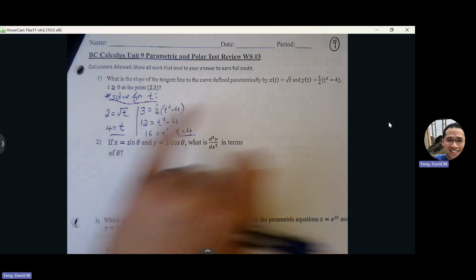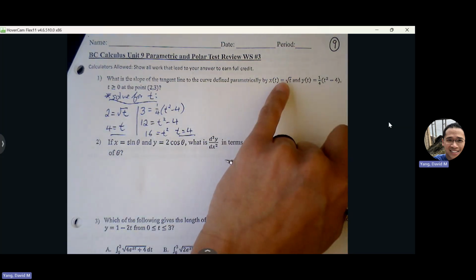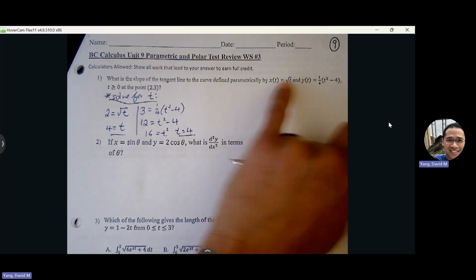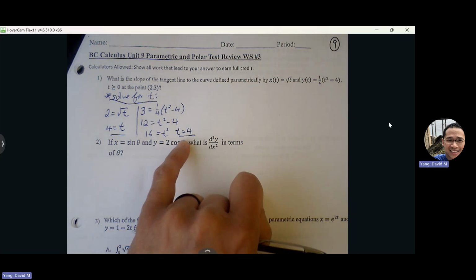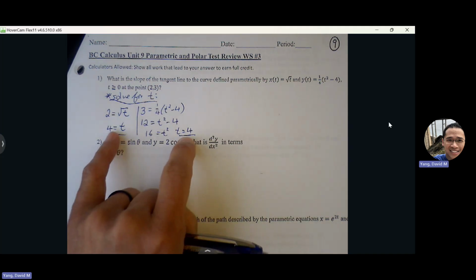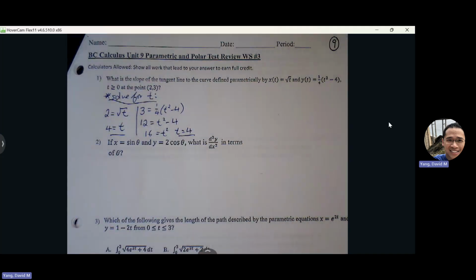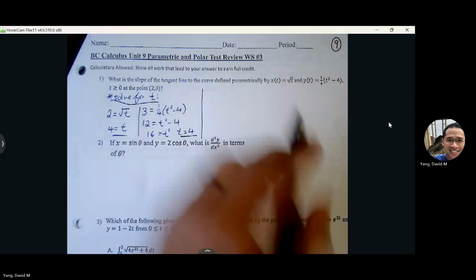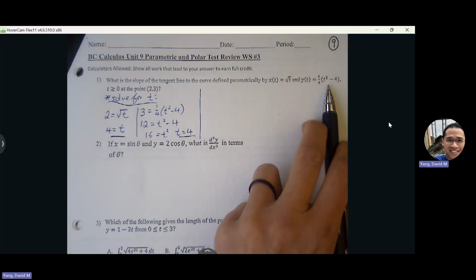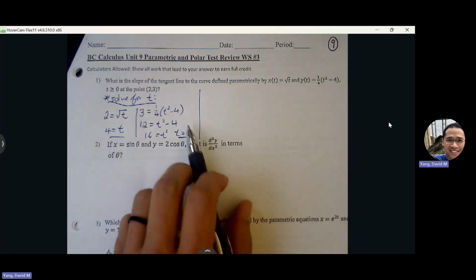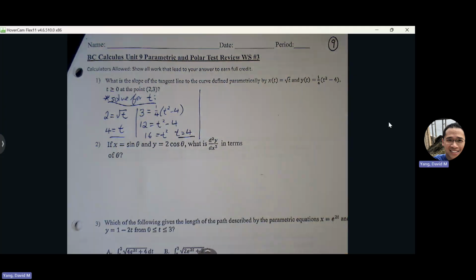So if we plug 2 in for x and we solve for t, we get t equals 4. If we replace y with 3 and solve for t, we also get t equals 4. And so we know t equals 4 is the moment in time that we're evolving to find the slope. So find your x prime going through power rule, y prime also power rule, and then y prime over x prime, and then replacing the t with 4.